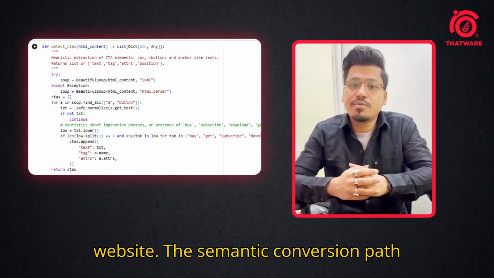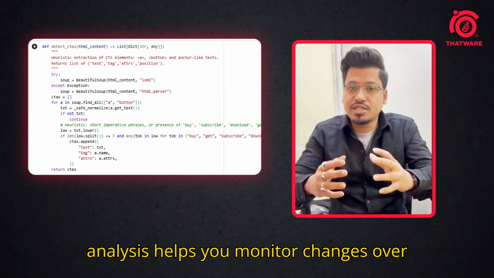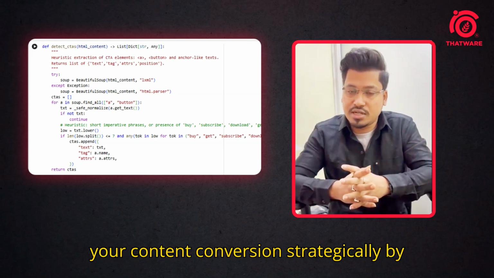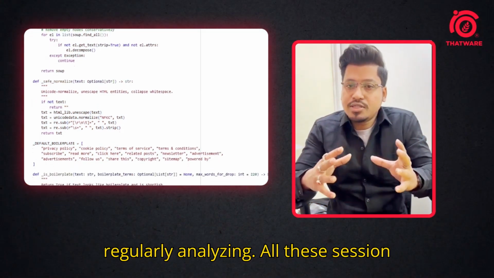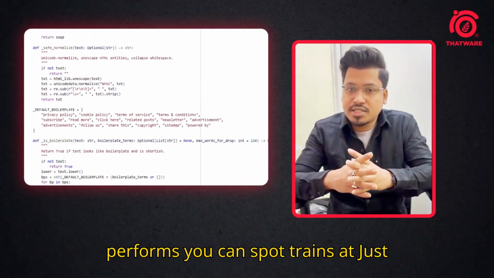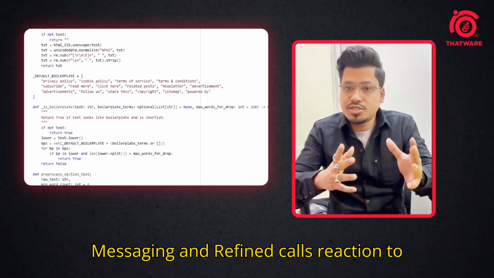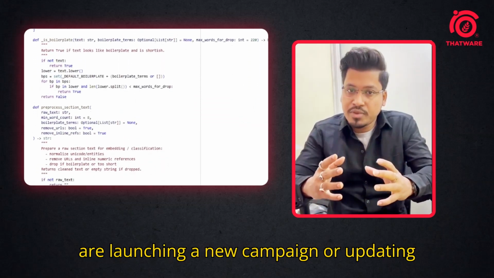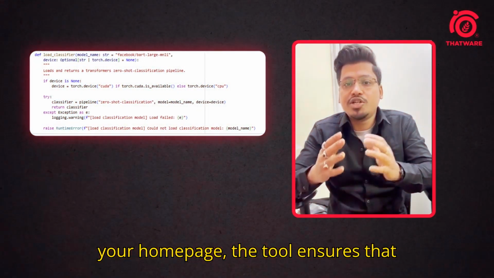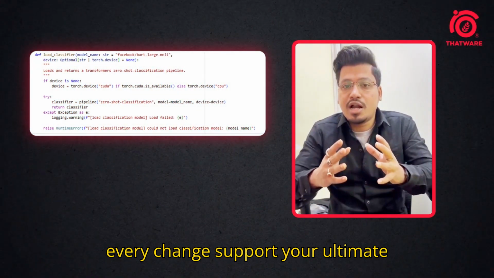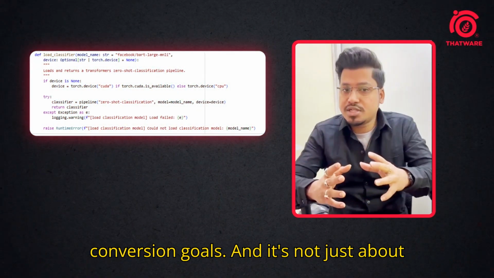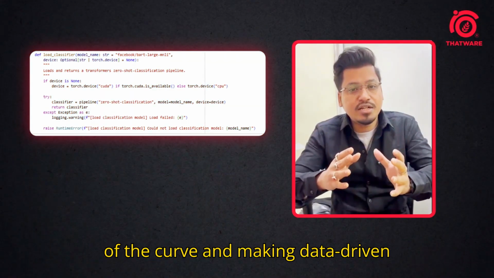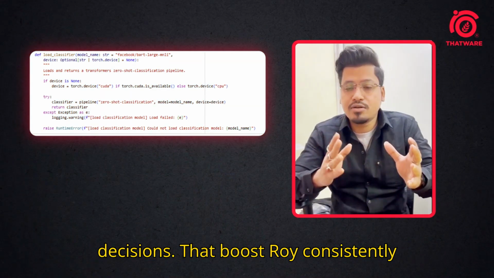So, optimization does not stop once you fix your website. The semantic conversion path analyzer helps you monitor changes over time so you can continuously improve your content strategically. By regularly analyzing how each section performs, you can spot trends, adjust messaging, and refine calls to action to keep your audience engaged, whether you are launching a new campaign or updating your homepage. The tool ensures that every change supports your ultimate conversion goals, and it's not just about fixing problems, it's about staying ahead of the curve and making data-driven decisions that boost ROI consistently.